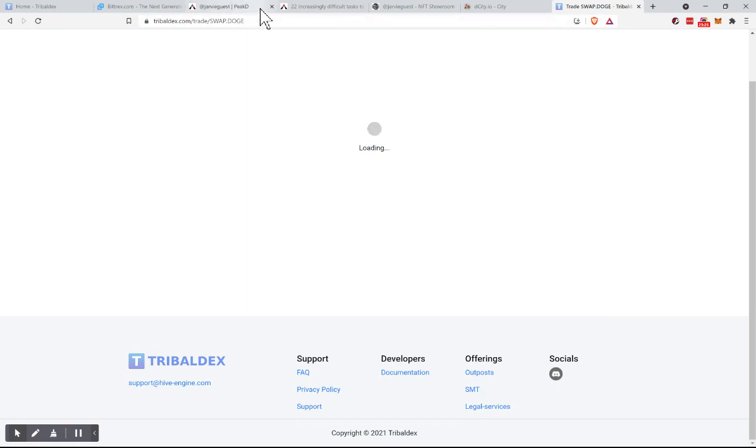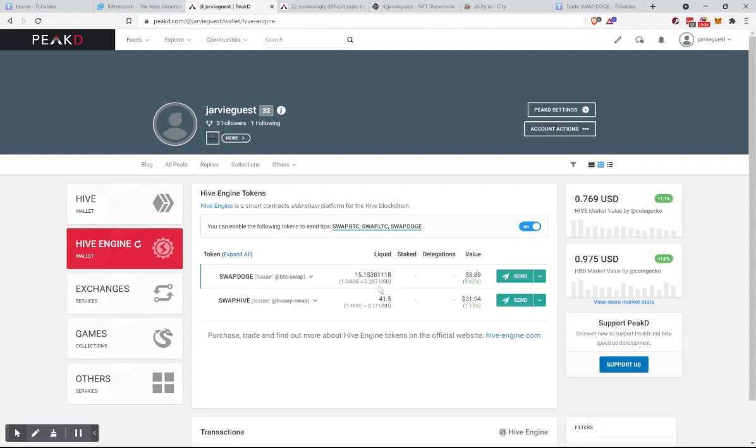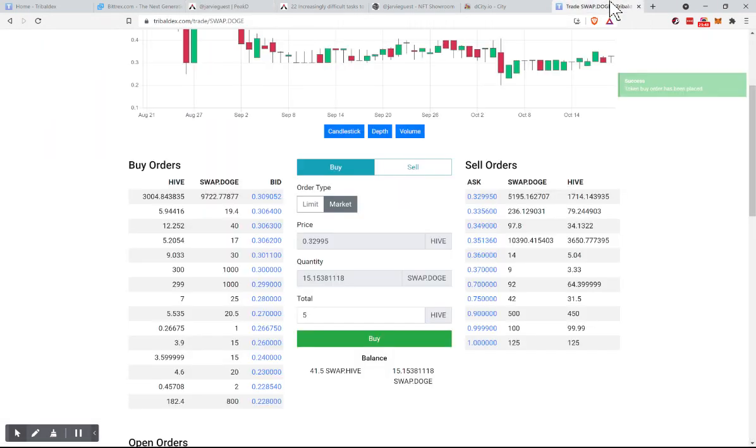Come on, baby. Another thing to do is PeakD has a wallet for Hive Engine as well. So let's go over there. It's going to load everything, and swap.doge is already there. 15.13811118. Yes. And yeah, there you go. So we got Swap Hive and Swap Doge. But wait, there's more.